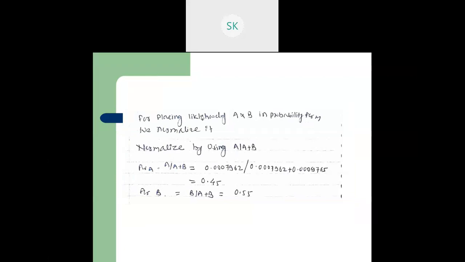To convert the likelihood into a probability form, we normalize it by this formula, A divided by A plus B. Putting the likelihood of A divided by the addition of both likelihoods, the result is 0.45, so this is 45% probability. Second, the normalization for B is B divided by A plus B, and that is 0.55, 55% probability. This we have normalized, and the likelihood of A and B is converted into the probability of A and B.